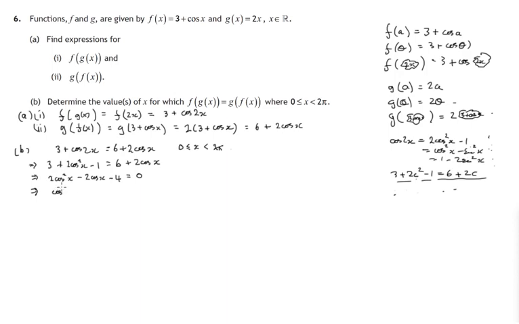So everything on the left gets divided by 2, and everything on the right, well, that just leaves 0 again. So we certainly have a quadratic expression. It's a quadratic equation we're trying to solve. So let's see if this factorizes in the time-honoured tradition.